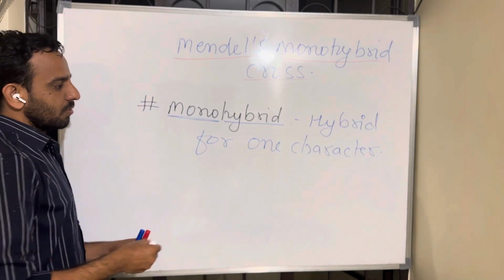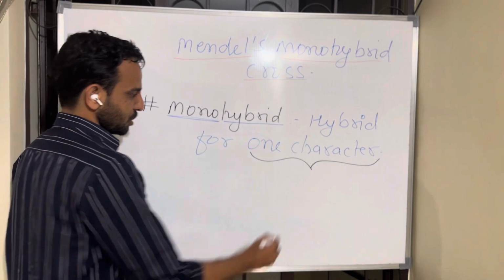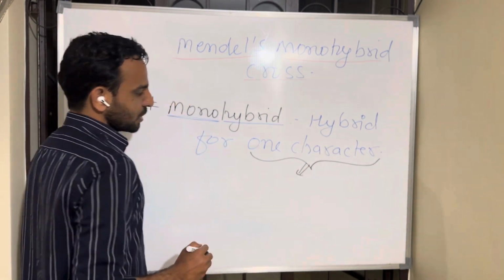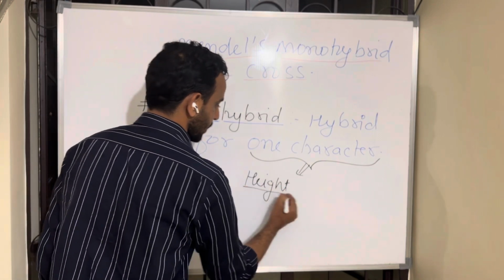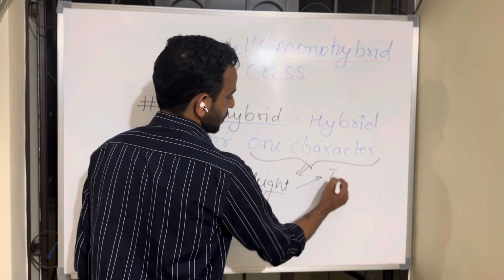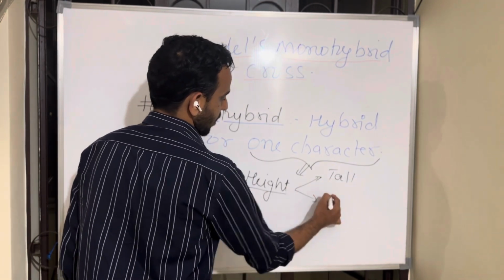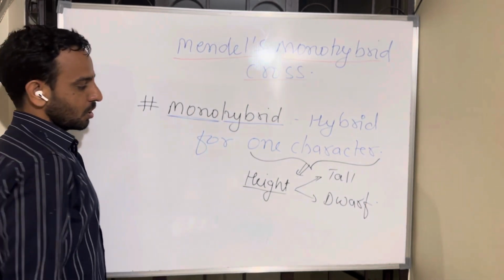What is the meaning of that one character? If we take one character, let's say the character of height, what is it hybrid for? In that, it is a hybrid of tall and dwarf.